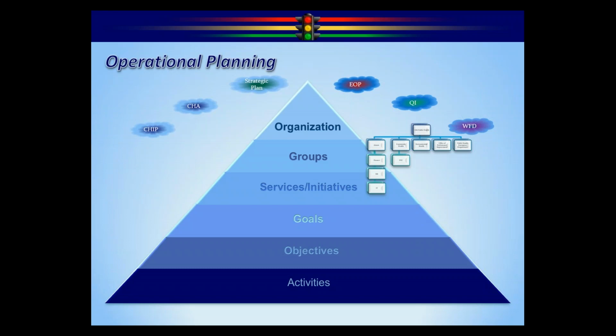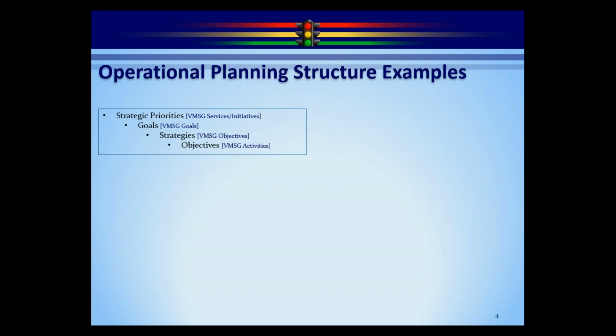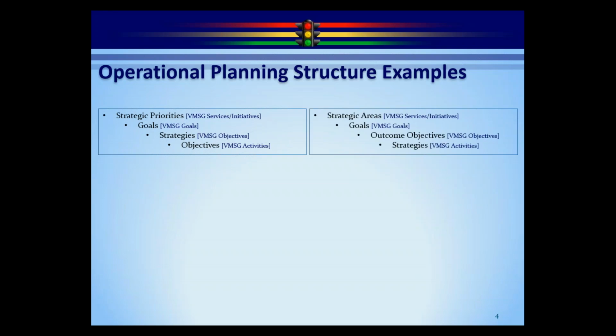So what I'm going to do is review six of the different things that we've seen in different plans across the nation. The first one, where we have services or initiatives, they're called strategic priorities, and these are typically in the strategic plan itself. Underneath that, goals, strategies for objectives. I personally don't care for that because I think strategies are how we get to the objectives. And then you have objectives for activities. So I think those two are kind of reversed.